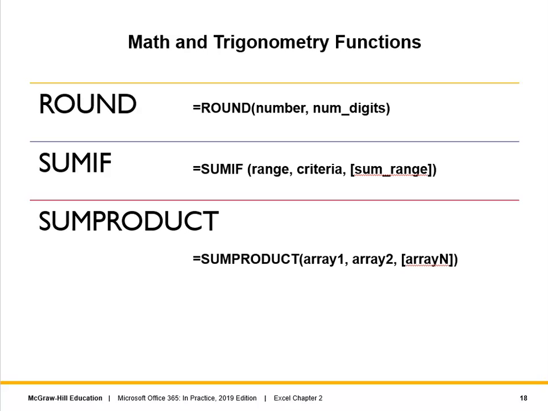The SUMPRODUCT function calculates the sum of the product of several ranges. It multiplies the cells identified in its array arguments, and then it totals those individual products. The array1 argument is the first range of cells for the multiplication. The array2 argument is the range that is multiplied by the corresponding cells in the array1 range. These two ranges must have the exact same number of cells, the same dimension.